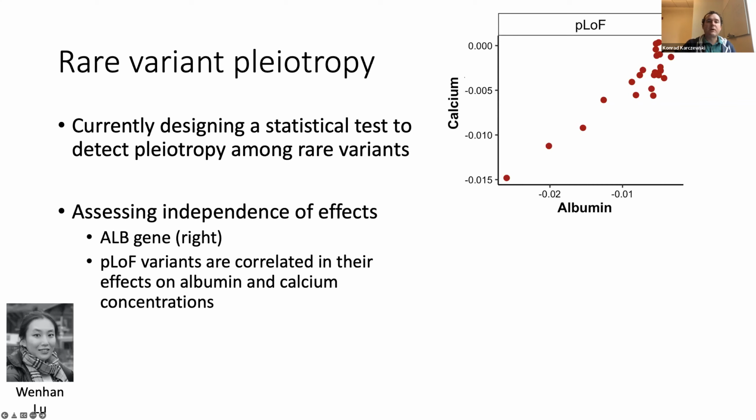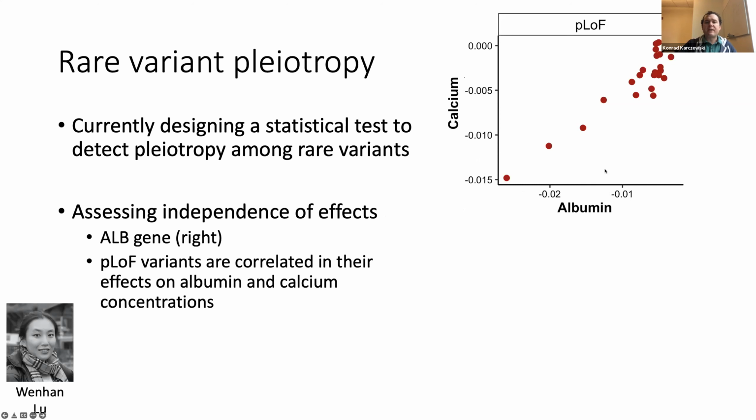For instance, here, when we look at loss of function variants, we do see a correlation. In this case, it's the ALB gene, which codes for the albumin protein. You do see that loss of function variants are associated with a decrease in albumin levels. That should not be too surprising. They're also associated with a decrease in calcium levels. This is a well-known association, where decreases in albumin do lead to decreases in calcium. So for loss of function variants, it makes a lot of sense that the effect sizes should be correlated.